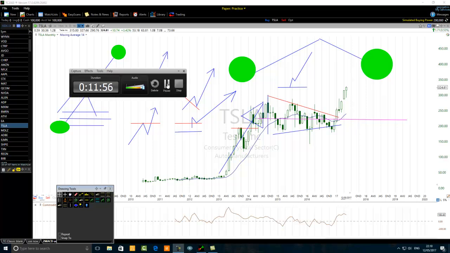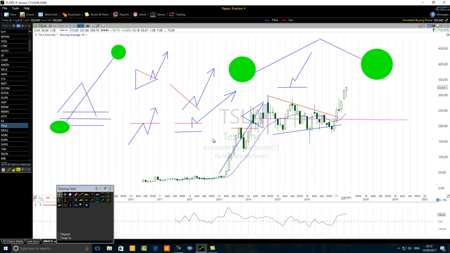Okay. Alright, so you want to land your plane safely. For a swing trader, it's about profit taking. So you apply a top-down trading method, you enter the trade, you manage the trade. Now it's time to take a profit.